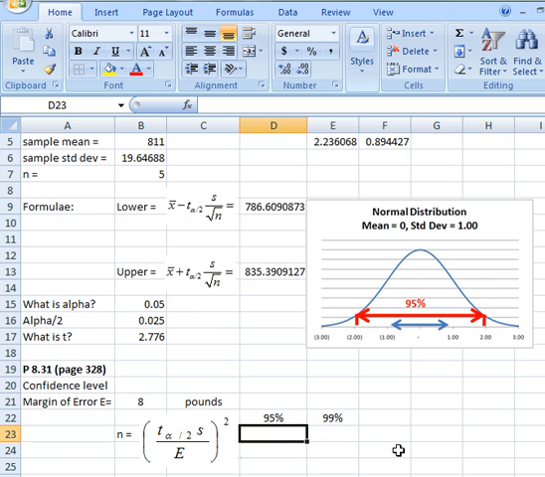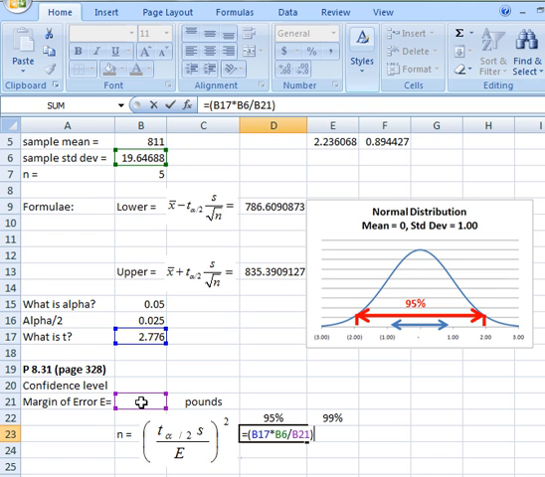Okay, enough talking. Let's put an equation in here, n equals the quantity, I put a parentheses in, t alpha over 2, there's our 2.776, times s, where's s, there it is, divided by e, 8.